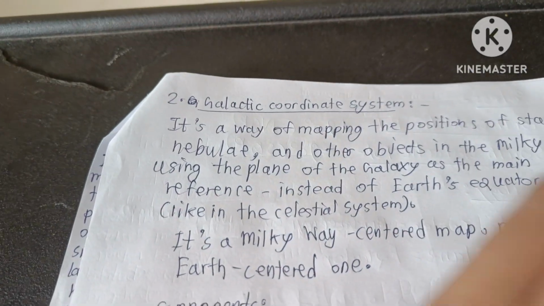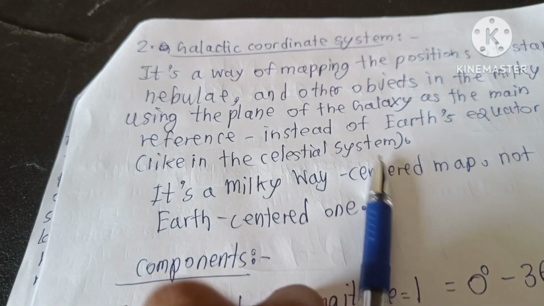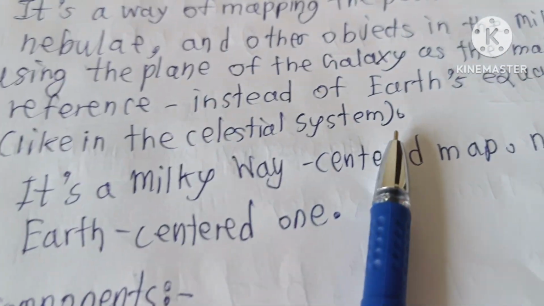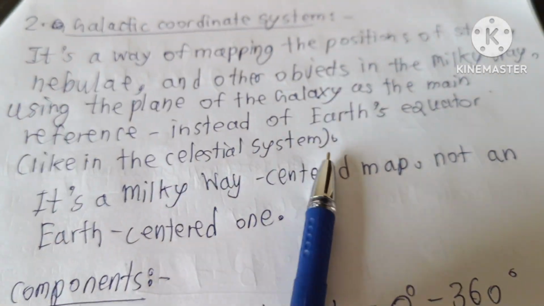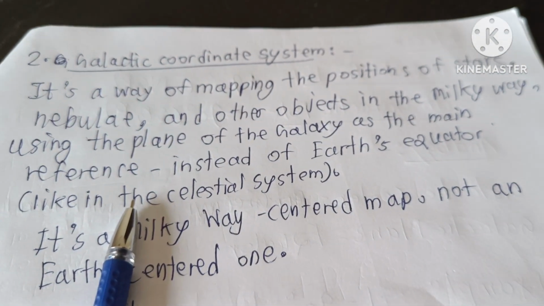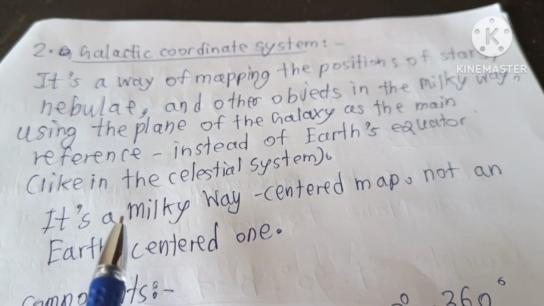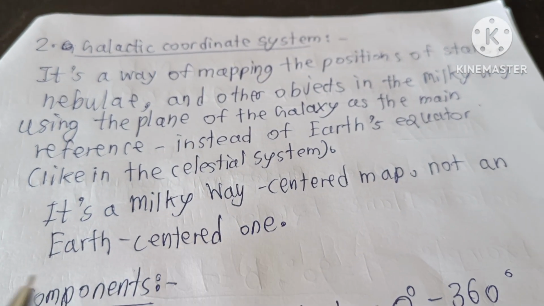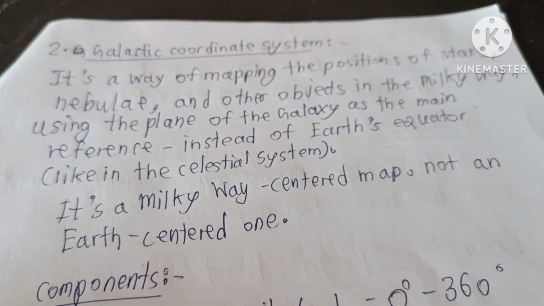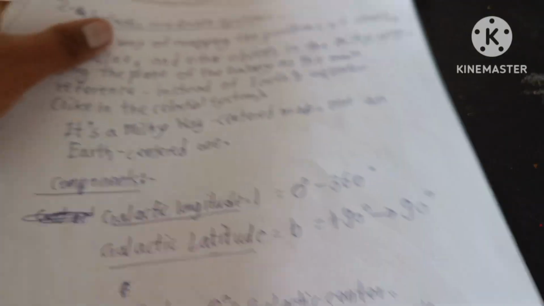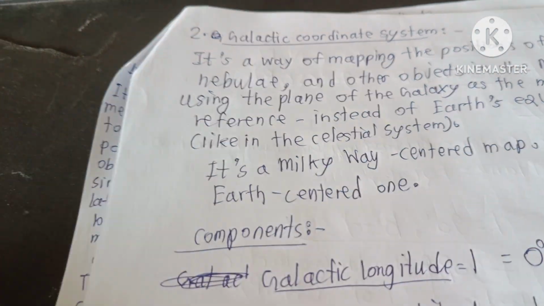What is the galactic coordinate system? It is a way of mapping the positions of stars, nebulae, and other objects in the Milky Way, using the plane of the galaxy as the main reference instead of the Earth's equator, like in the celestial system. It is a Milky Way centered map, not an Earth centered map. In the celestial coordinate system we have Earth as the center. In the galactic coordinate system, we have the Milky Way galaxy as the center.